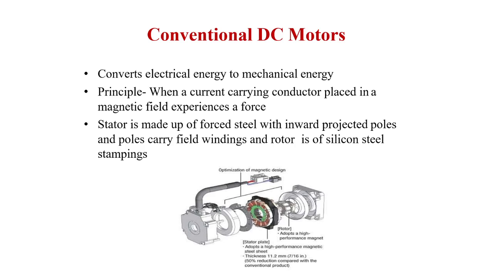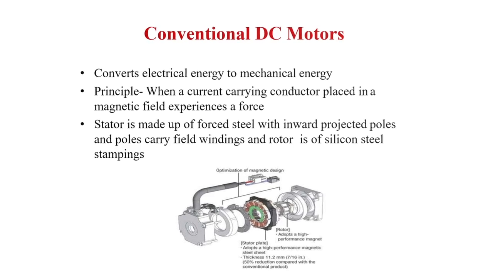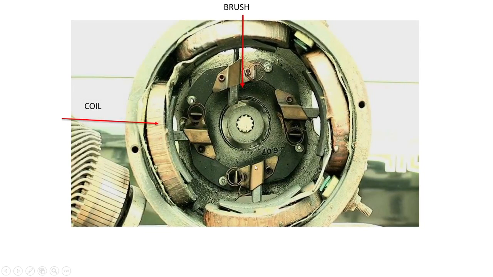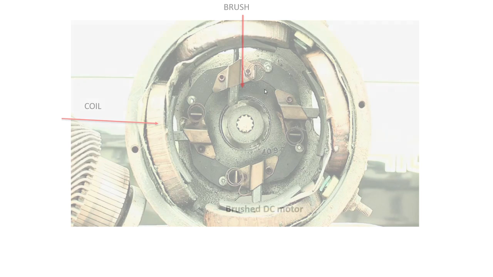A DC motor consists of two parts, construction wise, that is stator and rotor. Stator is made up of forged steel with inward projected poles, and poles carry field windings, and rotor is of silicon steel stampings. This is the diagram showing the construction details of a conventional DC motor having stator and rotor as its constructional parts. See here in this diagram we can see the coil, and these are the brushes in a DC motor.